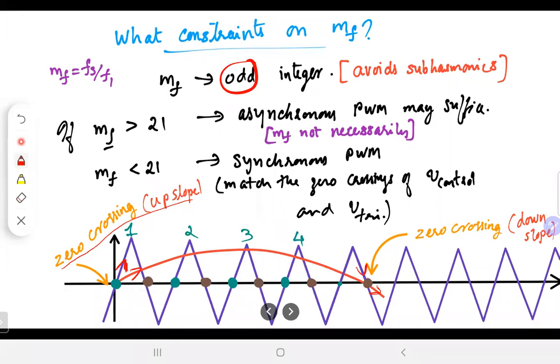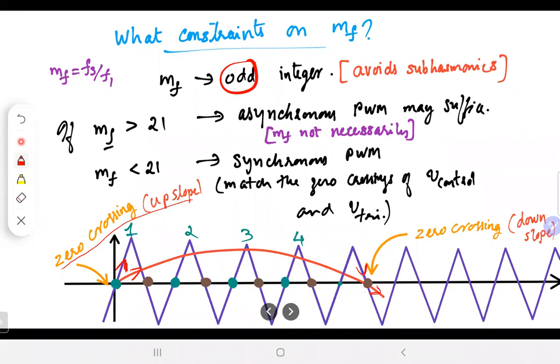And in fact, you can verify if you want to do that. You can take a PWM using a comparison of these two. Choose MF is equal to 9 and MF is equal to 10, and see if there is a difference in the harmonic behavior. It is always interesting to see that. So if you choose that to be odd integer, you get some harmonics eliminated.